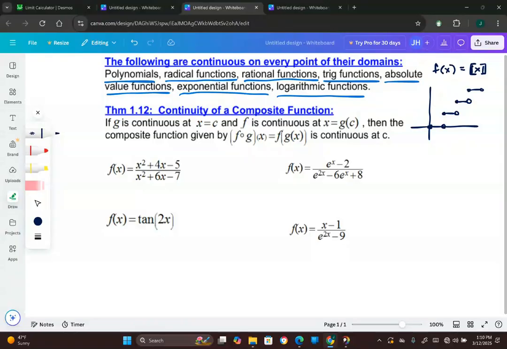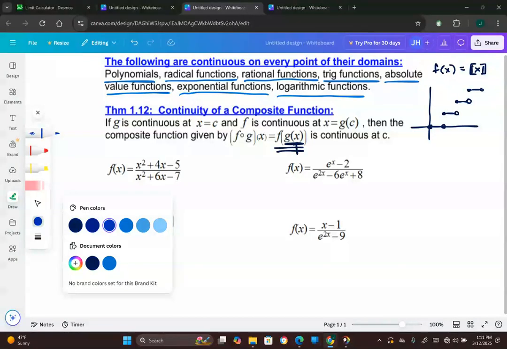Now, the other thing is, if you have a composite function, just make sure your inside function is continuous at c, and then make sure your outside function is continuous at the inside function's value at c. So if I want to do f of g of x, g has to be continuous at c, and then f has to be continuous at g of c for the entire composite function to be continuous at c. Now, we're going to talk about how to find some discontinuities on these last several problems. I'm going to start with the easiest one that I can think of, and that's a rational function.